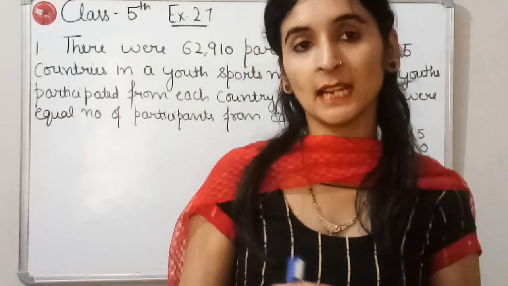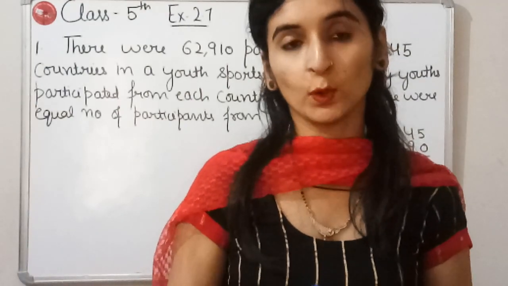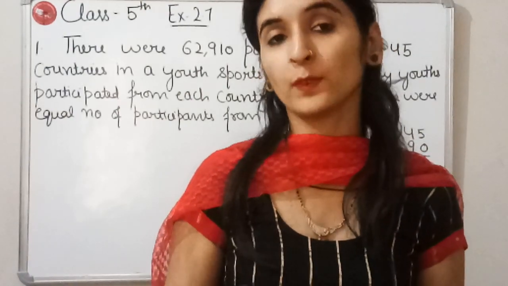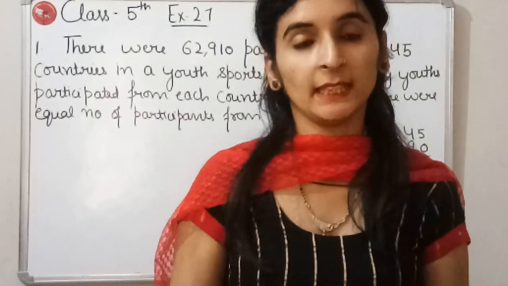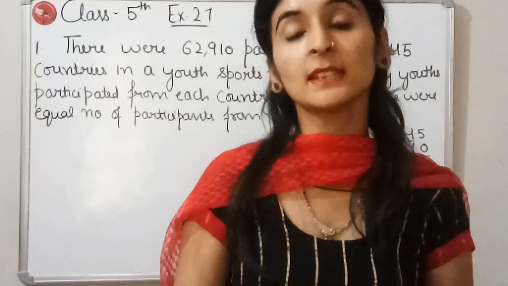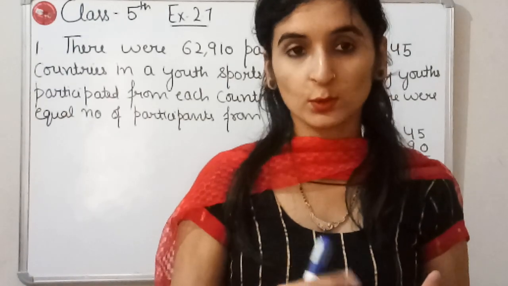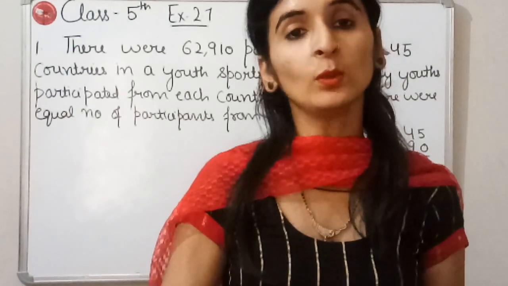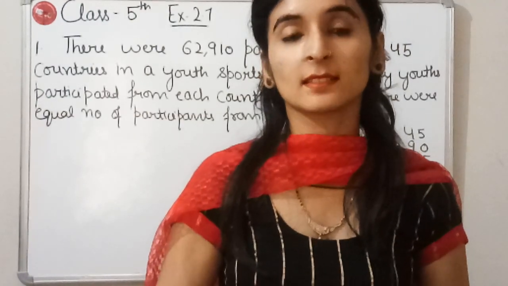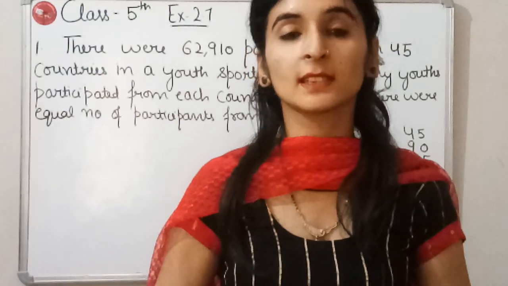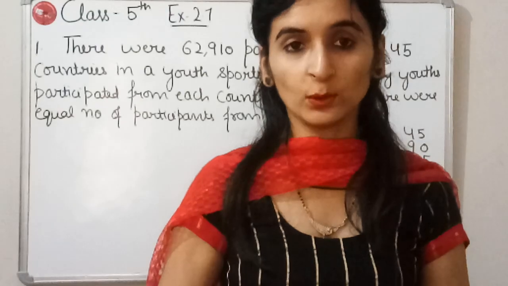So children, as we have done in multiplication, what we have done there? If we have given for 1 and we have to find for many, then what do? Multiply. And if we talk about division, in division we will be given for many and we have to find for 1. So for that case we will do division. Clear? So let us start with exercise 2.7, which is based on real life examples of division, or you can say word problems related to division.